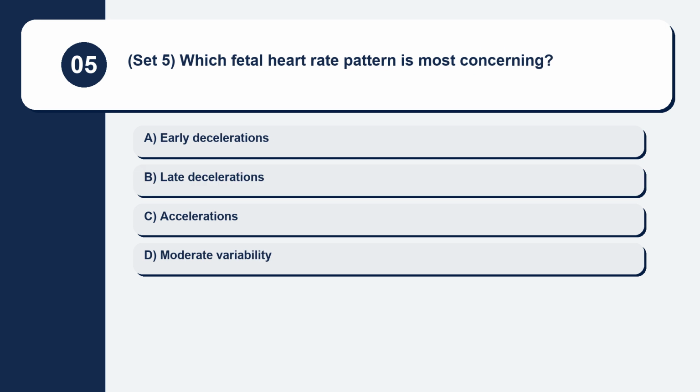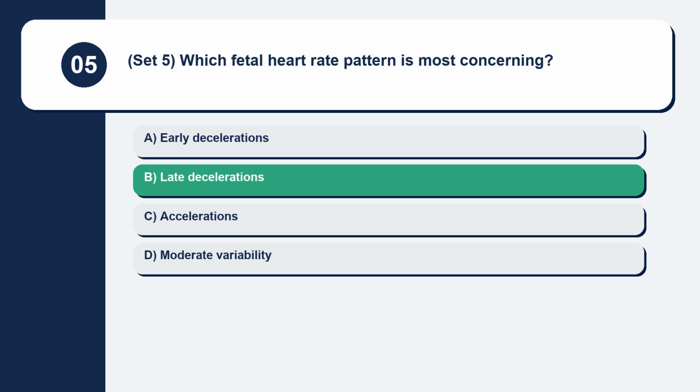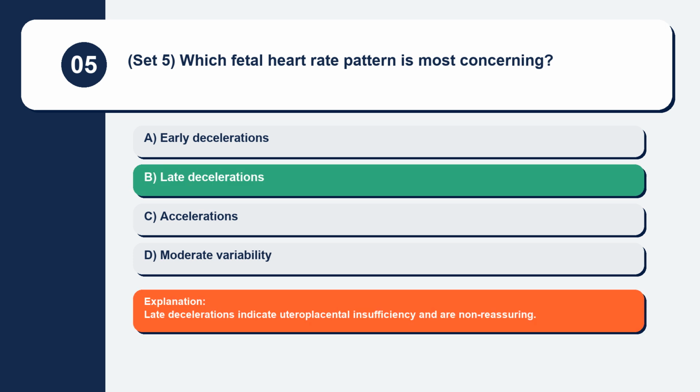Question 5, Set 5. Which fetal heart rate pattern is most concerning? Early decelerations, late decelerations, accelerations, moderate variability. Late decelerations indicate uteroplacental insufficiency and are non-reassuring.